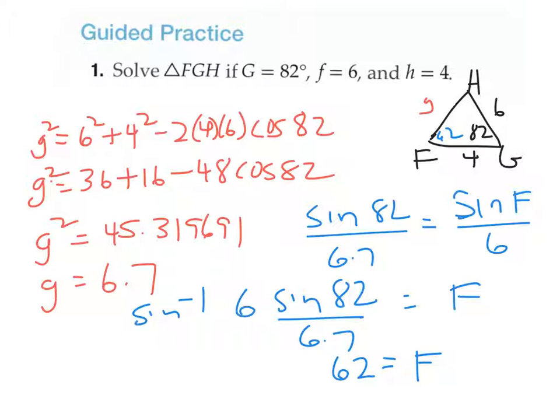So I add 62 to 82 and subtract that. I'll get 36 for this angle. So I have all three angles and all three sides.